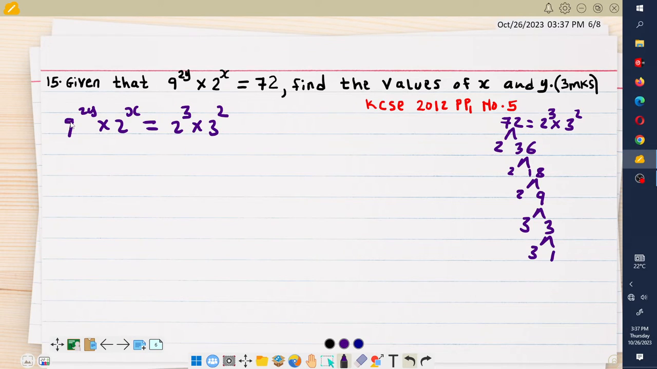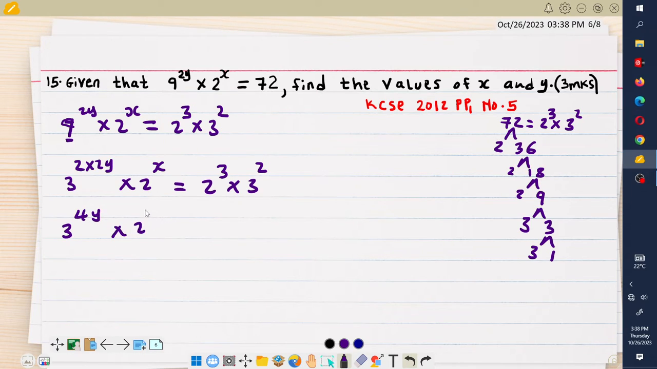So we are simply going to express this one in terms of base 3. So we know that 9 is the same as saying 3 squared. So this is 3 squared times the 2y that was already on the power, then multiplied by 2 to the power of x is equals to 2 power 3, then multiplied by 3 to the power of 2. So this will give us 3 to the power of 4y, then multiplied by 2 to the power of x is equals to 2 to the power of 3, then multiplied by 3 to the power of 2.